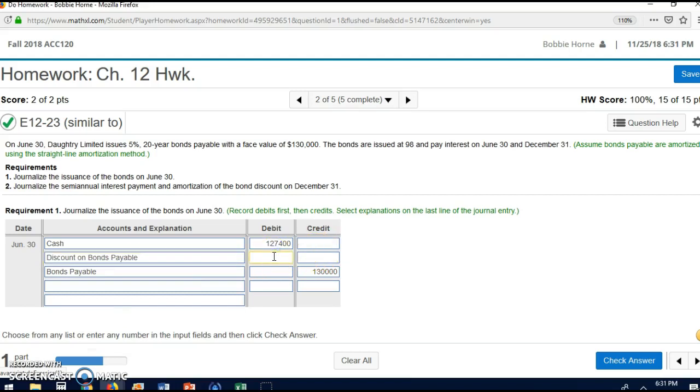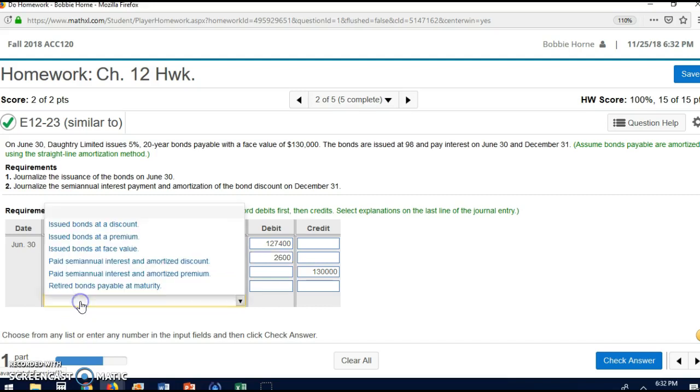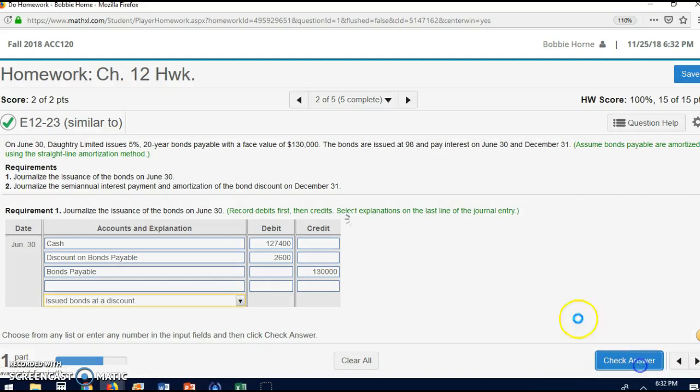And the discount would be the difference between 130,000 and 127,400. So the discount is 2,600. Remember, discount has a debit balance. So this is to issue the bonds at a discount.